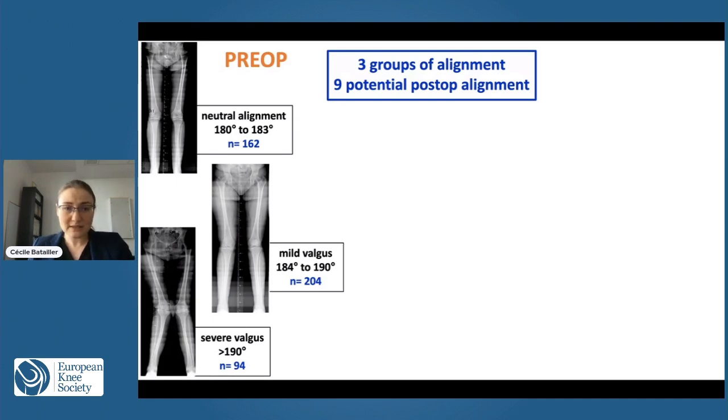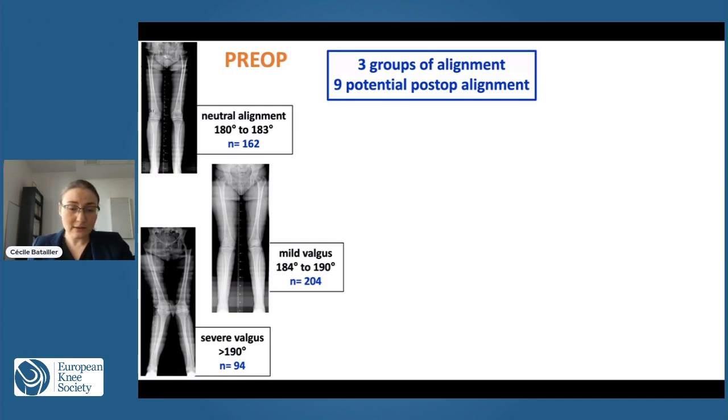Preoperative neutral alignment, between 0 and 3 degrees of valgus, and we included 162 patients. Mild valgus deformity, between 4 and 10 degrees of valgus knee deformity, and we included 204 patients. And the last group, a severe valgus knee deformity with more than 10 degrees of valgus, and we included 94 patients.